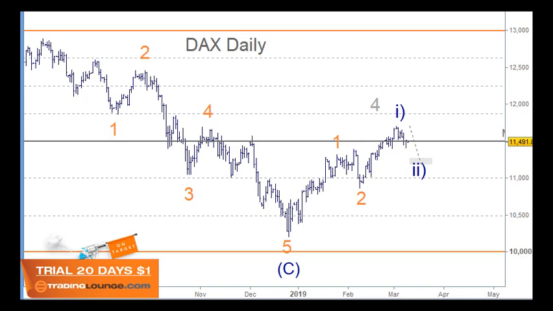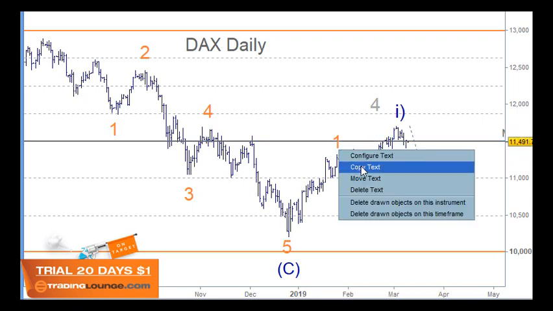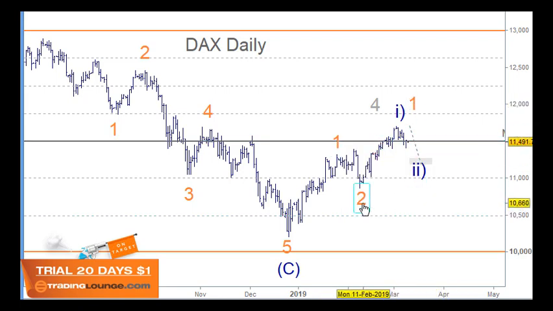daily chart here. This is our primary count here with wave 1 and 2 here, pulling back into this little box here. We could also label this the same as the US markets, with wave 1 up here and having a wave 2 pulling back into this space here as well. But for today we'll just stay with this particular count here.